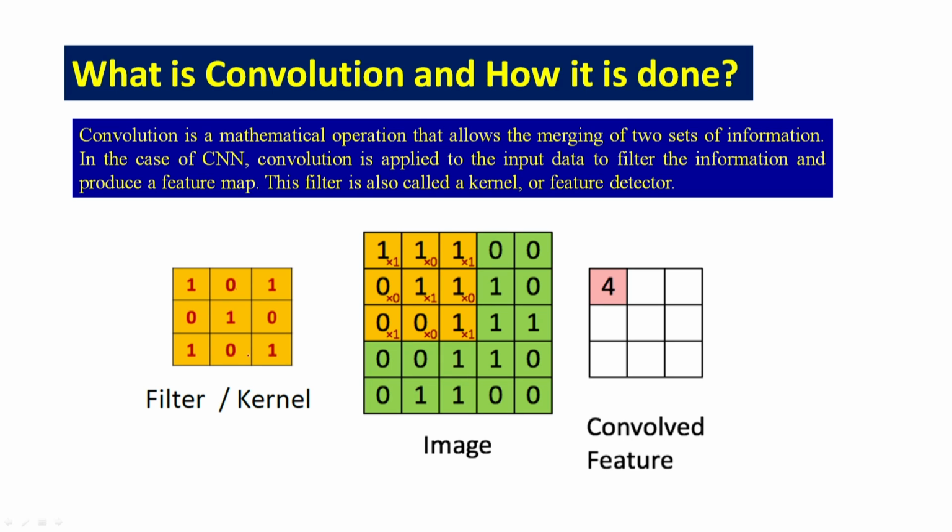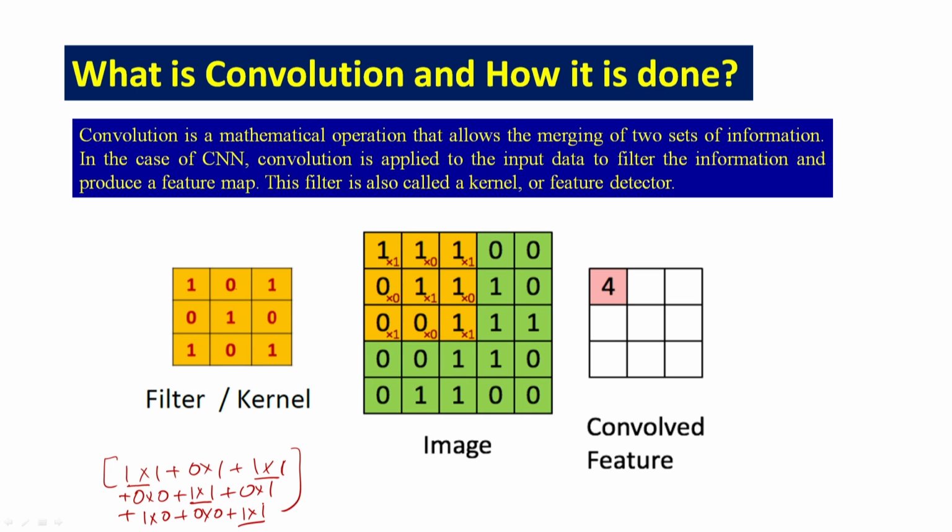So, what you do, I write it here: 1 into 1 plus 0 into 1 plus 1 into 1, that is the first row. Then plus 0 into 0 plus 1 into 1 plus 0 into 1, and in the third row 1 into 0 plus 0 into 0 plus 1 into 1. So, how much do you get? This is 1, this is 1, 2, 3, 4, that is what you get. That is a convolution. This is a convolution matrix.